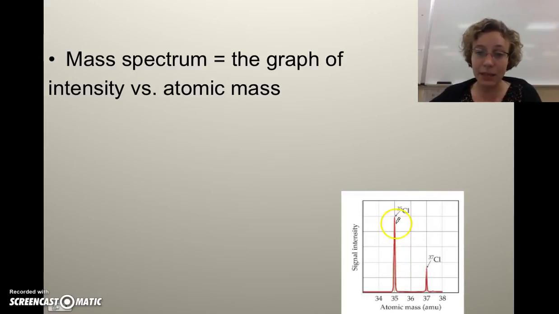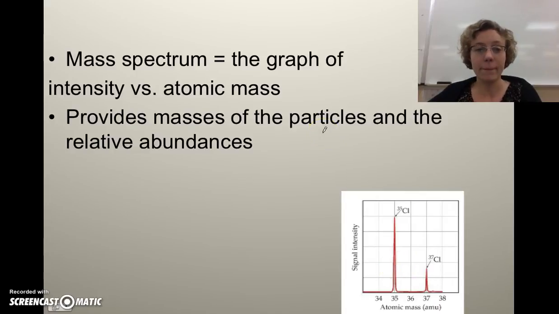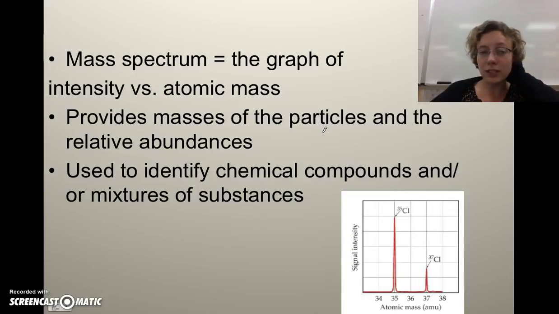We've got intensity, meaning how much of our sample was chlorine 35 and how much of our sample was chlorine 37. Based off this graph, we can say that our intensity was pretty high for chlorine 35 and kind of low for chlorine 37. Also, if we look at the relative height, this one's about 3 times as much as this one. Our spectrum will provide masses for the particles and the relative abundance, so that's everything we need in order to calculate average atomic mass, masses and their abundance. And then we can use this in order to identify chemical compounds or mixtures.